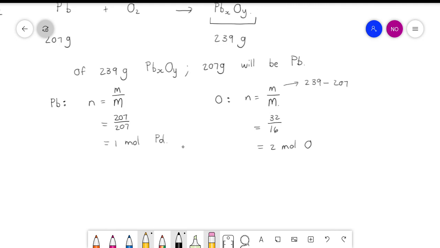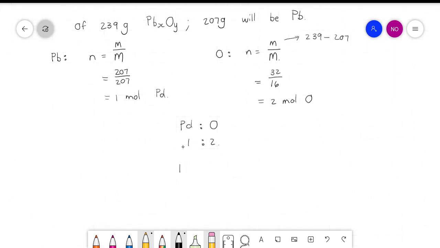So hierdie ene is eintlik lekker klaar in sy eenvoudigste vorm. But let's just quickly recap. If it wasn't already in its simplest form, you would have divided by the smallest one, né? So ons sal gaan deel deur die kleinste een en dan gesê het wat sy eenvoudigste vorm. In other words, the formula of the lead oxide that will form is this.